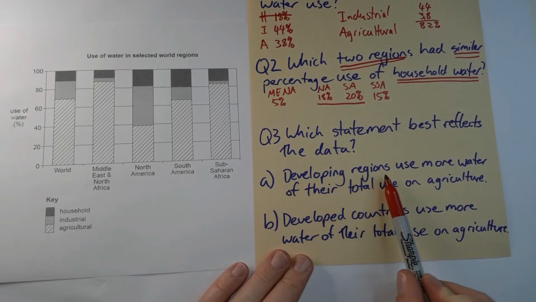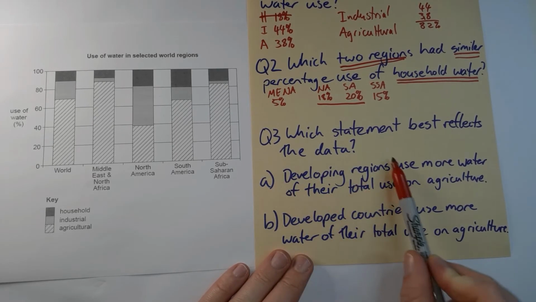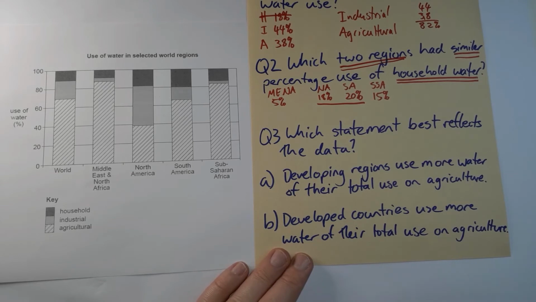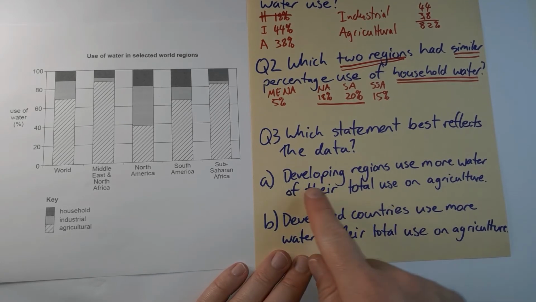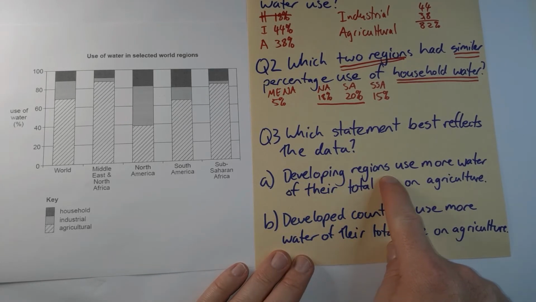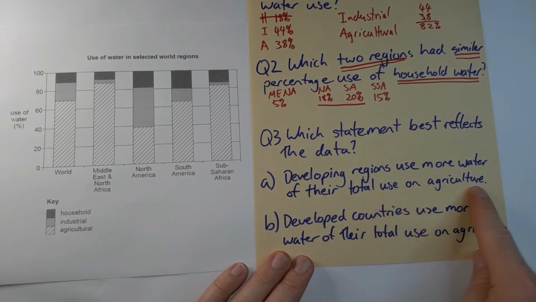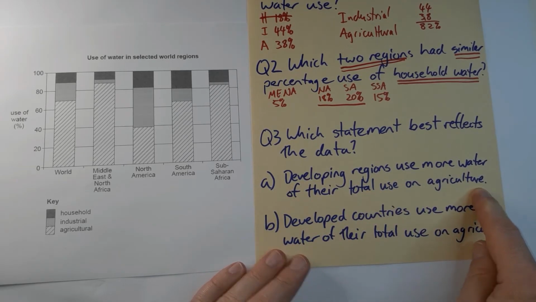A, developing regions, and we need a bit of prior knowledge for that. A developing region we might think of as a country where there is maybe not as strong as an economy, so not very wealthy at times. In certain places, maybe these people are struggling through issues like access to healthcare. So developing regions use more water of their total use, this is not worded very well, I apologise, on agriculture. So developing regions use more water on agriculture.